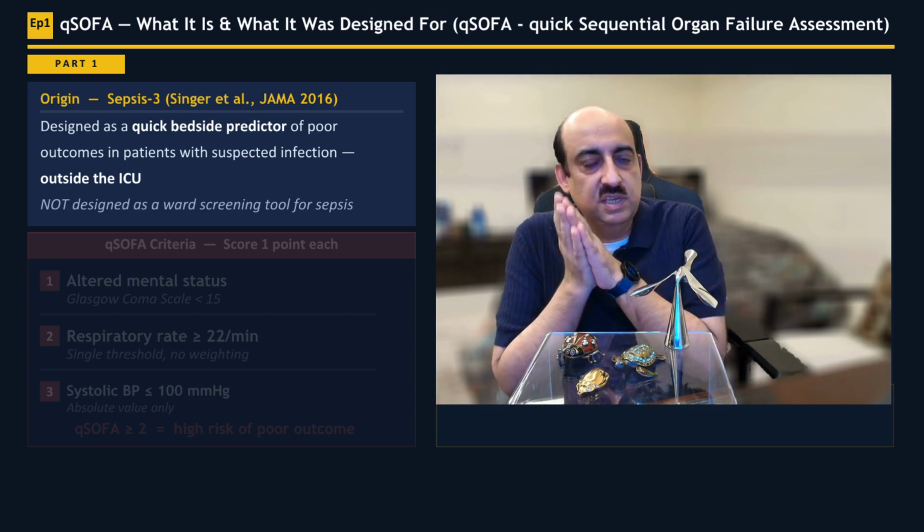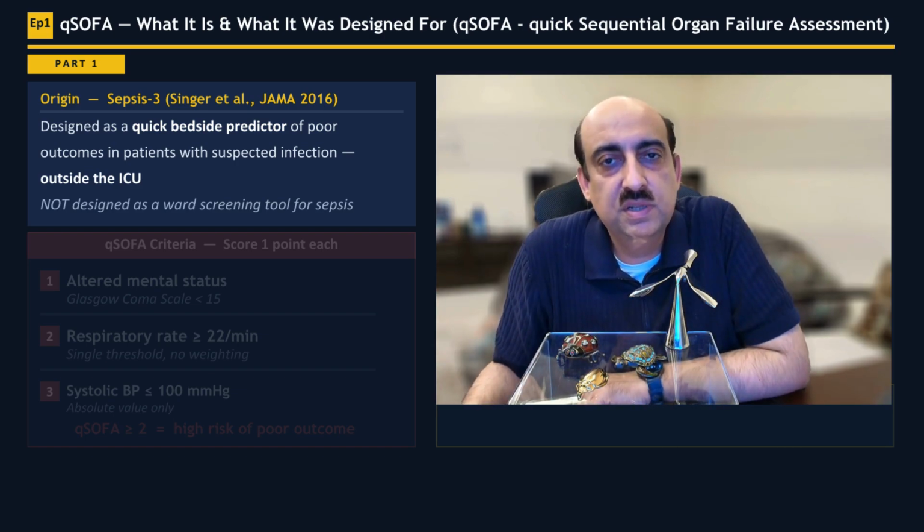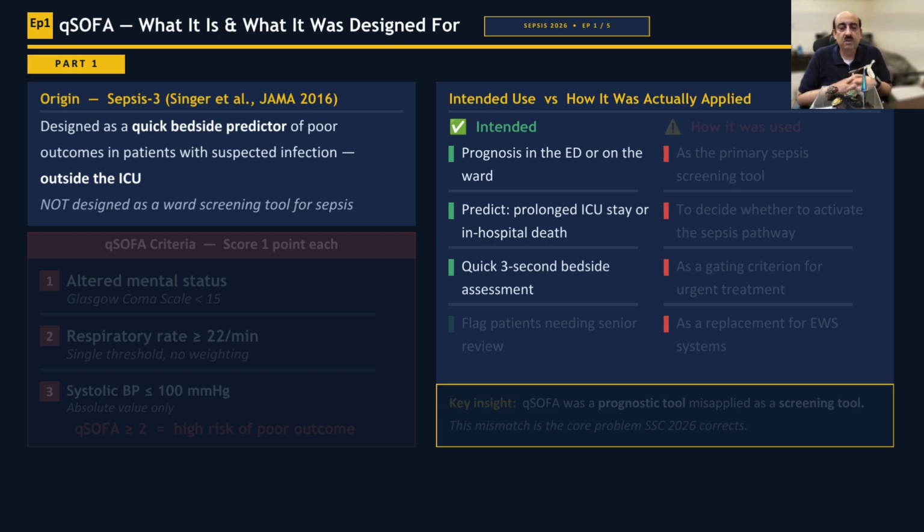So this is the key problem, and I've already discussed it in the first and main video as well. So what happened down the line is the intended use of qSOFA got forgotten or misapplied, and the main intention was a prognostic tool in the ED or out of ICU settings on medical wards, and it was a predictor of prolonged ICU stay and in-hospital mortality. And it uses 3 quick, literally 3-second bedside assessments.